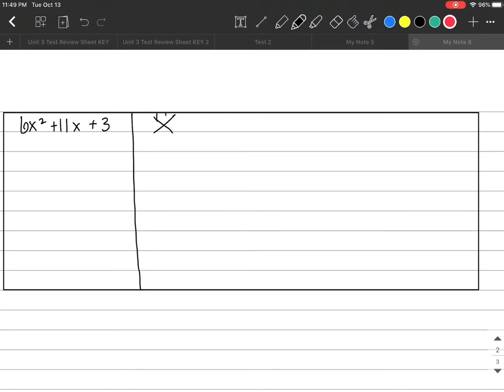I have 3 times 6, which is 18. And I need the numbers to multiply to that and add up to 11. And I can find two numbers, 9 and 2. So since the diamond works, I know that this is going to be the diamond to expanded form, since I have a 6 in front of the x squared. So diamond to expanded form is the method that I'm going to use.